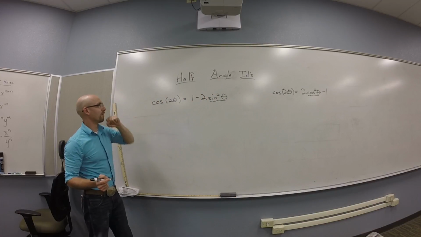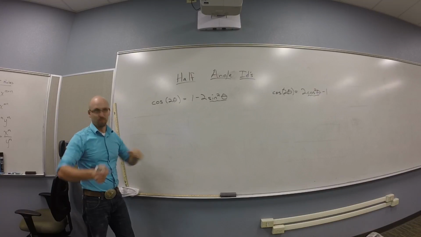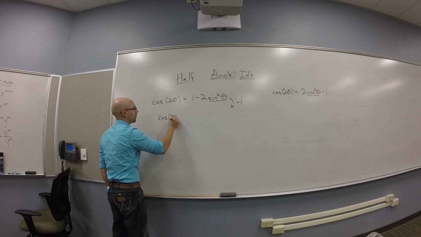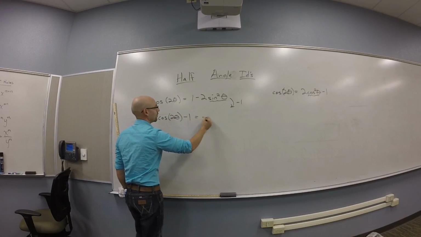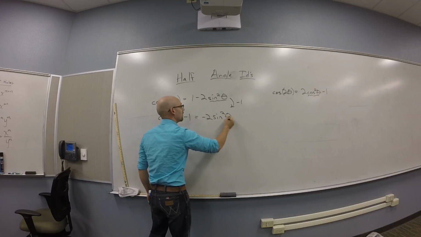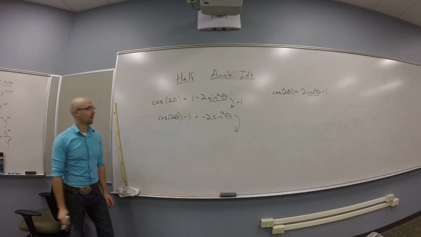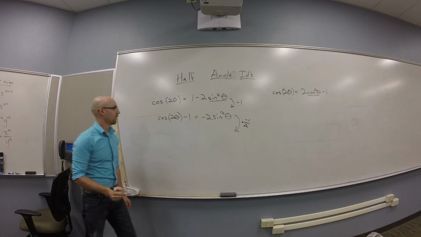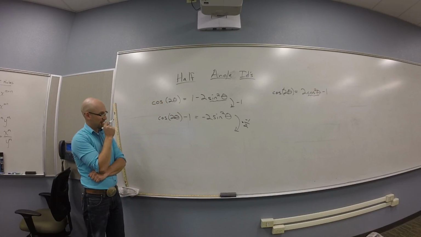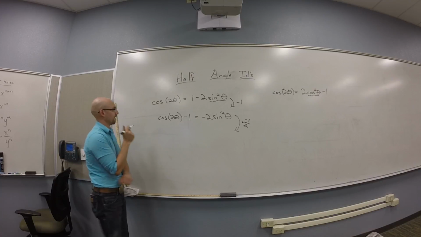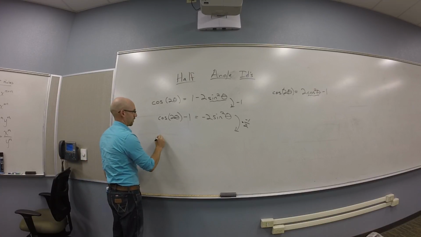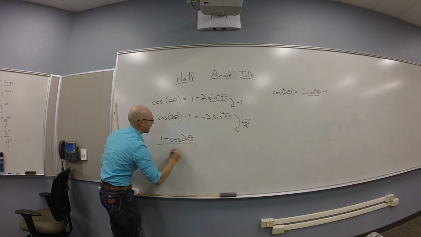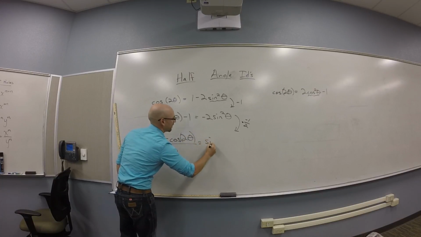So on this first one, how do I solve for sine squared? Good. Subtract 1. So you got cosine of 2 theta minus 1 is minus 2 sine squared theta. And then what? Multiply by negative 1 over 2. And so you're going to get what? Negative 2 cosine 2 theta minus 1 equals sine squared theta. Let's go with 1 minus cosine of 2 theta all over 2 is sine squared of theta.